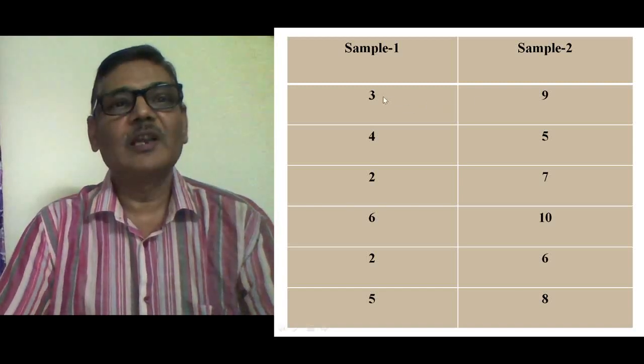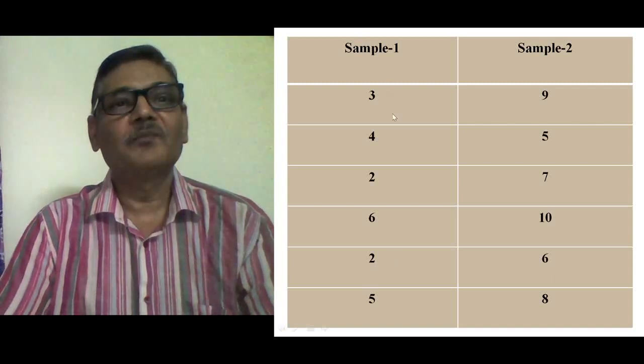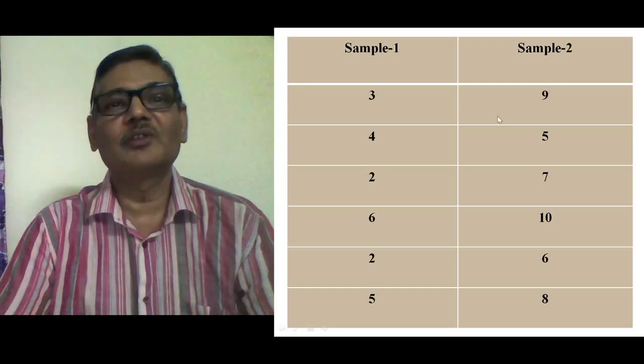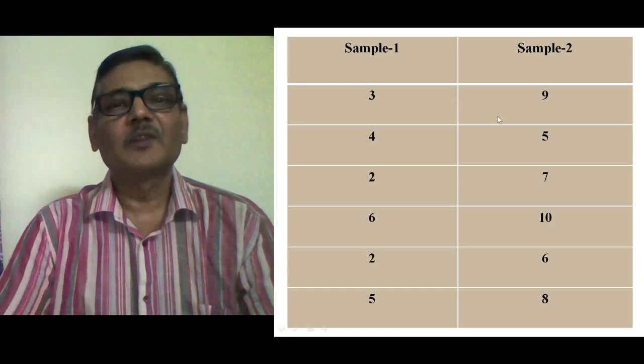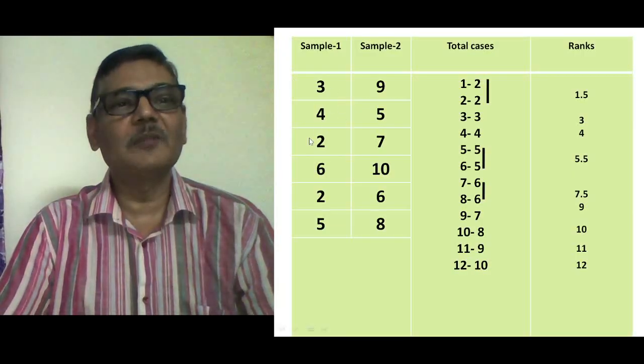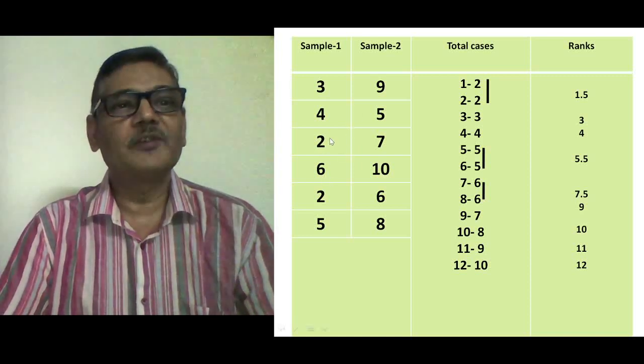So we shall rank these individual observations, and the value which is the lowest will be ranked as 1. Like 2 here is the lowest value, followed by 3. So there will be a ranking pattern, and I am going to tell you that. Let us see how the ranking will be performed. These are the observations of samples 1 and 2 I just mentioned. See which one is the lowest item. The lowest item is 2, and it is coming twice.